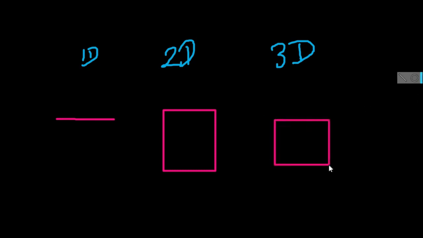Let's see, what is 1D? How can I actually relate it? Is there any real-time example which is closely related to 1D? If I ask what the example for 1D is, most people say the best example for 1D is a line. And the example for 2D is a rectangle or square. And the example for 3D is a cube. Cube is the best example for 3D.